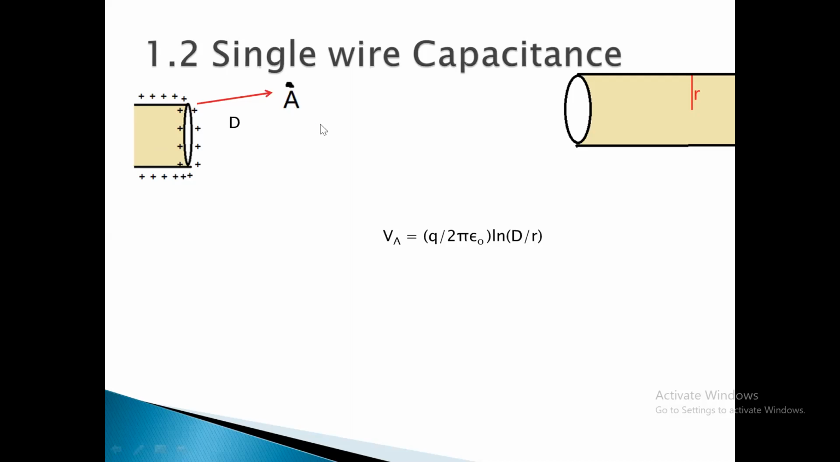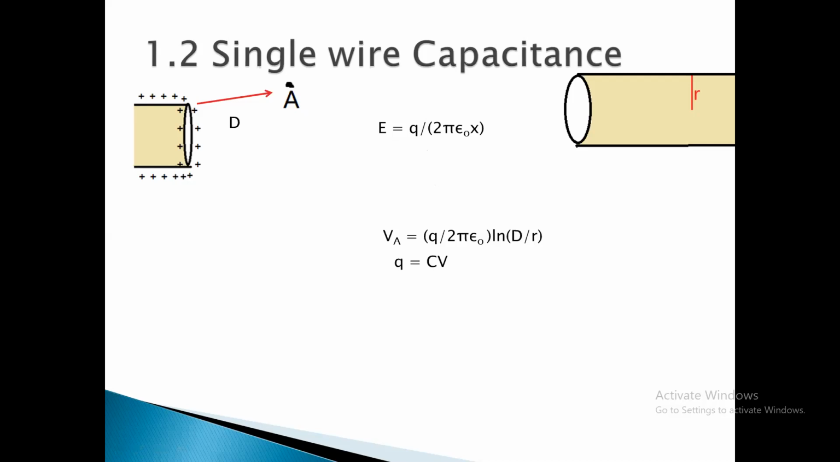So what I will do, just like Gauss's law, we know that the electric field at any distance x will be q divided by 2 pi epsilon x. Actually, it comes from Gauss's law. If you look at Gauss's law, you will find this equation there. So we start with the electric field, and we know that V is equal to E multiplied by D. E is the electric field. If we multiply the electric field with distance, we get voltage.